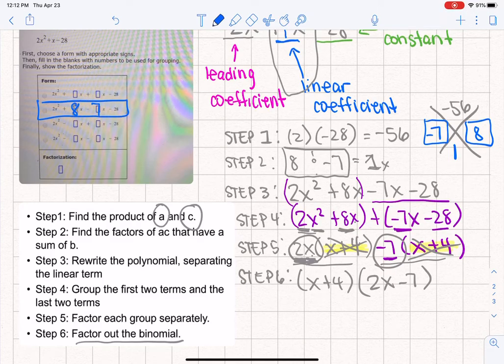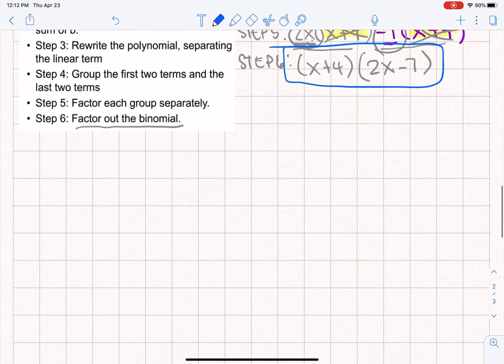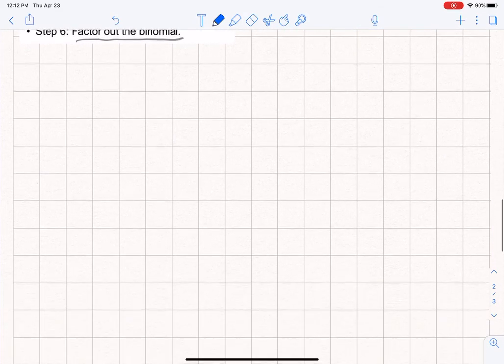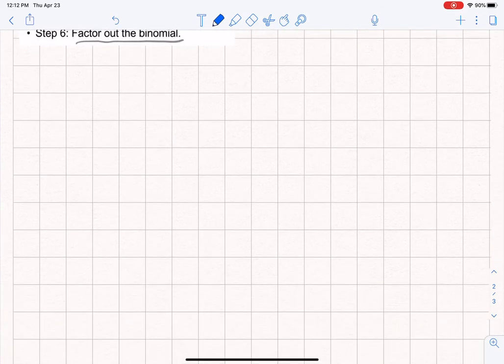And then when I put the factorization, which is the final answer, I put that here: x plus 4, 2x minus 7. All right. So I'm going to do one more problem. The next problem I'm going to do is 15x squared minus 4x minus 3.